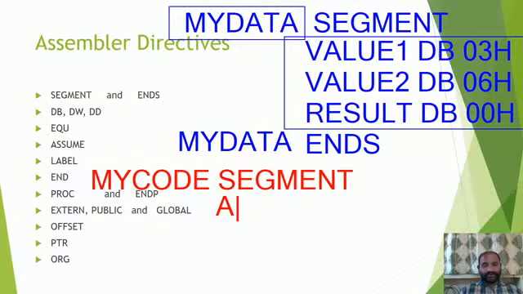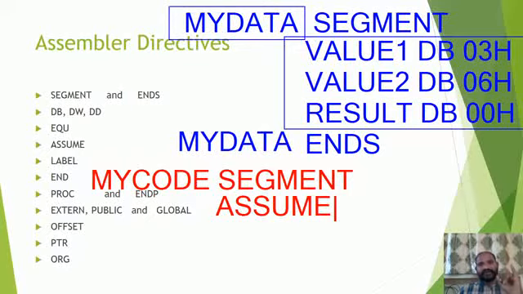What is the intention of the assume? The intention of the assume is to inform the assembler which logical segment should be treated as a code segment and which logical segment should be treated as a data segment. So with the assume directive, assume space CS colon. The code segment starts from this particular point.